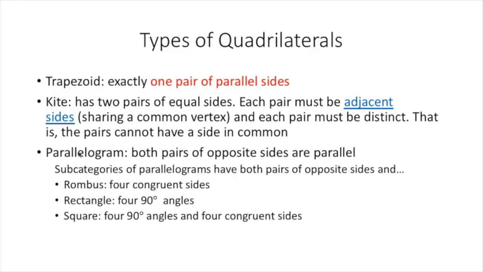A rectangle is going to be opposite sides are parallel, and you're going to have 90-degree angles in there. And then a square would be both sets of opposite sides are parallel, all the sides are the same length, and all the angles are 90-degree angles.